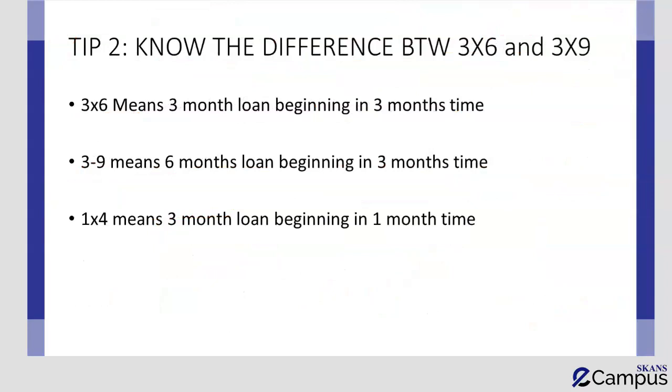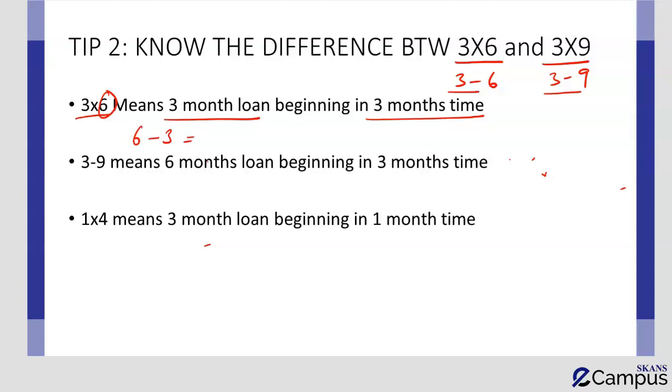Now the second tip that you need to know regarding a forward rate agreement is this very simple language. If a contract is written 3/6 or 3/9, what do these symbols mean? If it is written 3/6, it means a 3-month loan beginning in 3 months' time. The trick is you take the higher value, which is 6, and deduct 3 from it, and you get 3. The first number shows after how many months the loan will begin, and the second value helps us determine the duration of the loan.